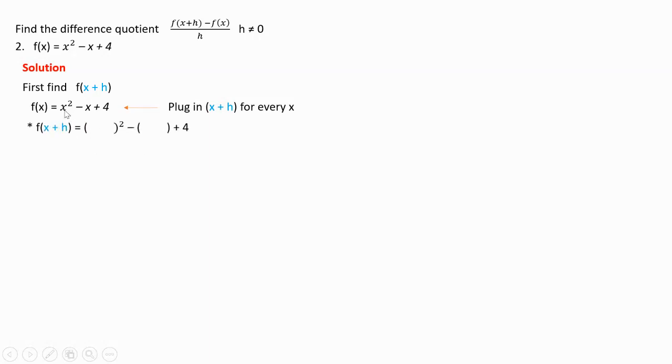So it'll be x plus h squared minus x plus h plus 4. If I do the FOIL or multiply x plus h and x plus h, it's going to give us x squared plus xh, because x times x will give us x squared, x times h will give us xh, and then h times x will give us xh, and h times h will give us h squared. We combine like terms, so it's going to give us x squared plus 2xh plus h squared.